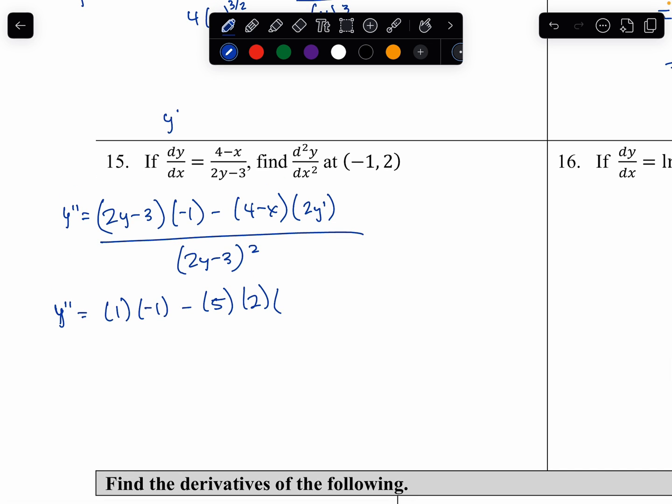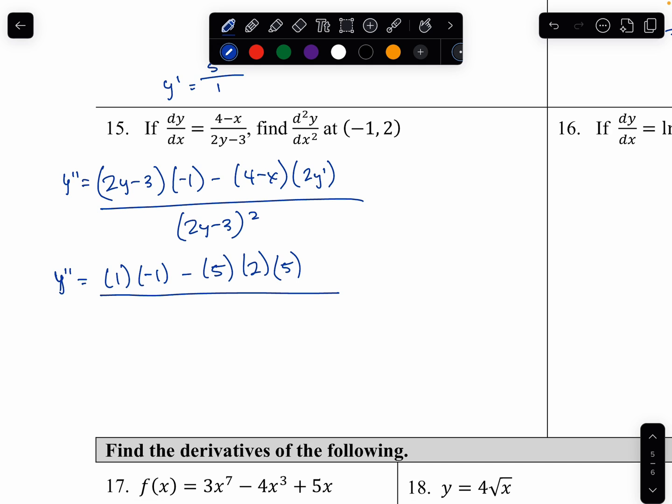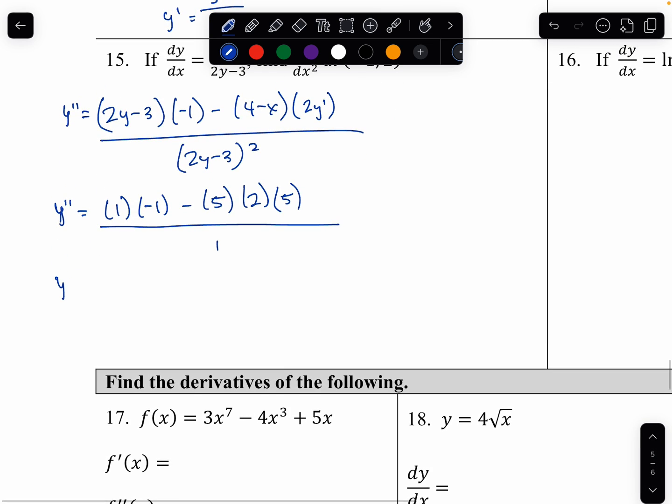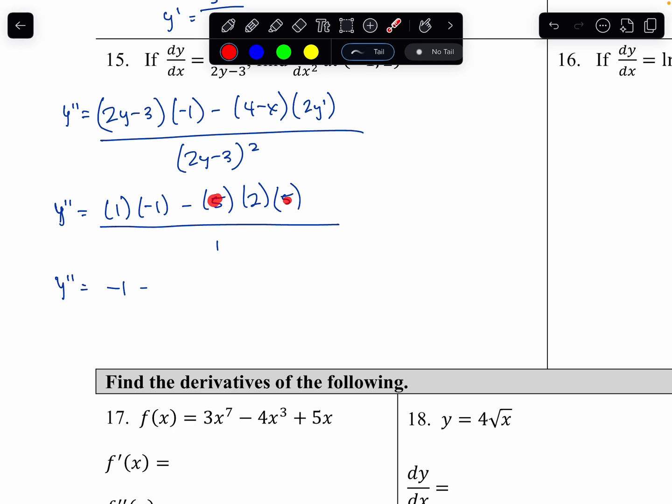So y prime is going to be equal to, we have to plug this in for y. So if we plug in 2, that's going to be 4, so it's going to be 5 over 1, that's just going to be 5. And then all over, I'm going to plug in 2, 4 minus 3, which is 1. This is just going to be 1. So we'll get y double prime is equal to negative 1 minus 5 times 5 is 25. 25 times 2 is going to be 50. So this is going to be equal to negative 51.